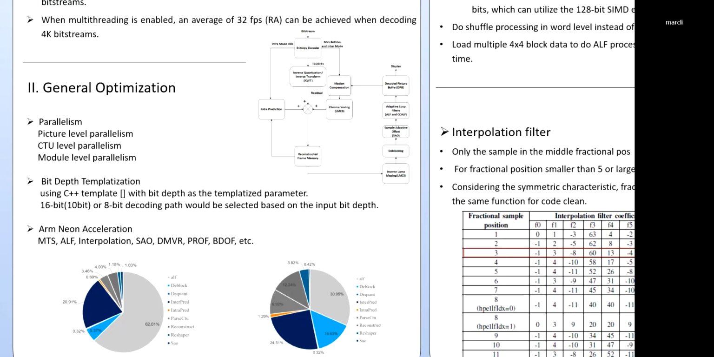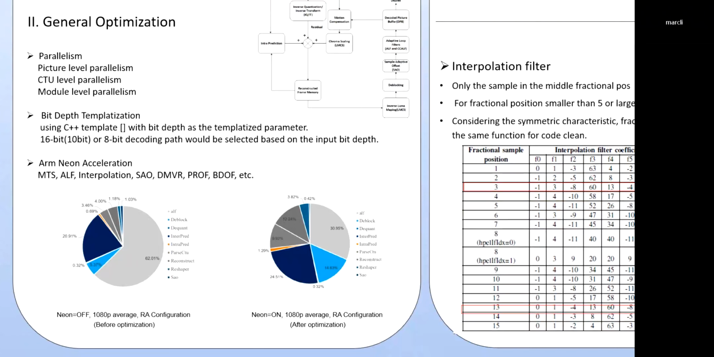code base. From this figure, we can see the most time-consuming parts in our code are ALF and interpolation. So besides the general idea of the optimization, I will use these two parts as examples to show some acceleration strategies.